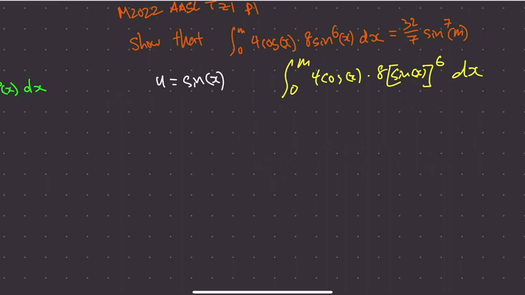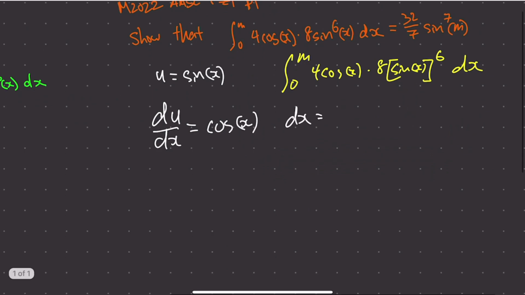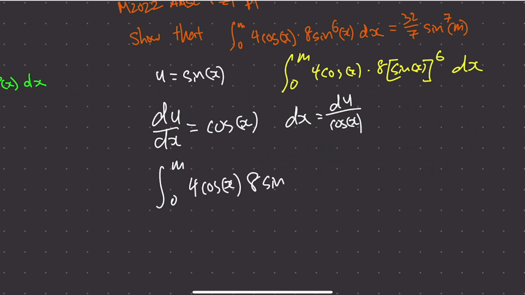After substitution, we have to find du over dx. Finding du over dx, we know sine x becomes cosine x, so dx is equal to du over cosine x. Now we substitute this dx into here. What we get is the integral from 0 to m of 4 cosine x, 8 sine x to the power of 6, and then du over cosine x. And then we want to substitute the u into here.